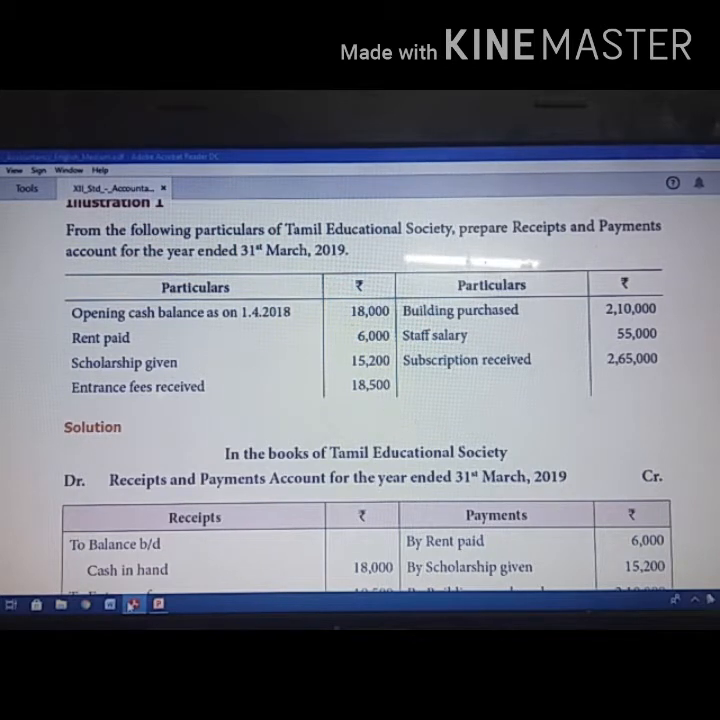So in this sum they have given some particulars, so we have to read them one by one. The first, they have given an opening cash balance as on 1/4/2018. The value is 18,000. So this is the opening cash. The opening cash balance you must show on the debit side of the receipt. Sometimes if they give a cash balance as well as a bank balance together, then you have to add the cash balance and bank balance in the inner column. Then after adding, you have to post this amount in the outer column.